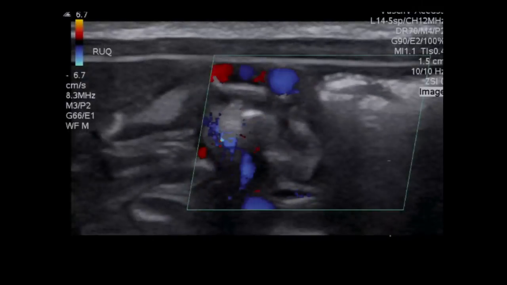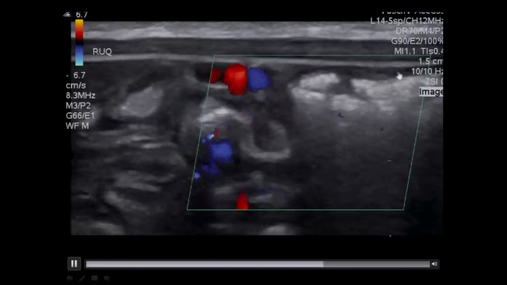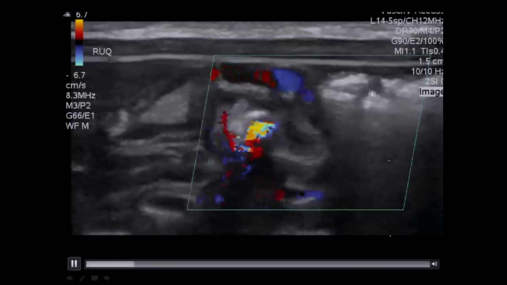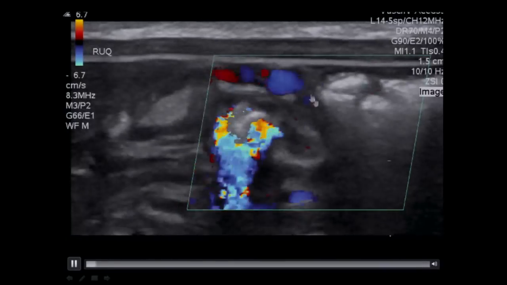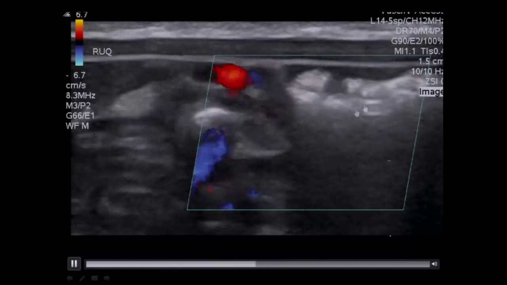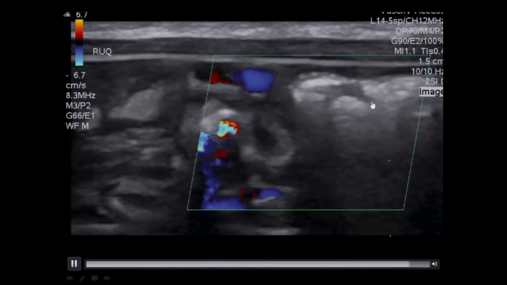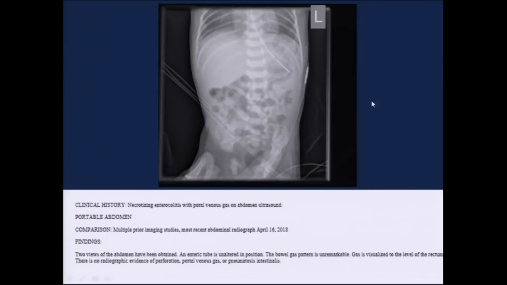And for the same infant, you have an area here of the small bowel with pneumatosis. There is no blood flow. So half of the color Doppler box here was perfused, and in the other half there's no blood flow, and you have an area with pneumatosis. So there's an X-ray here.